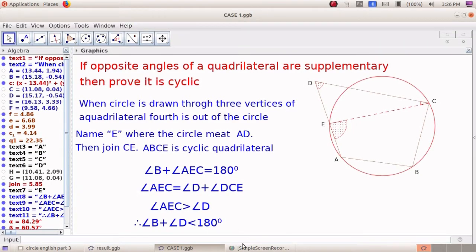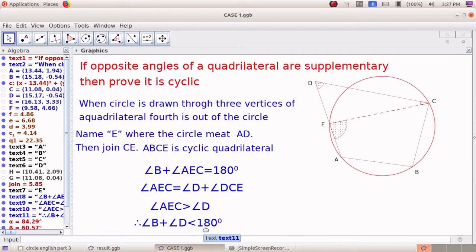Before discussing the other case, first of all write this question and draw this figure there and explain these things in your notebook. Okay, pause the video and write down.